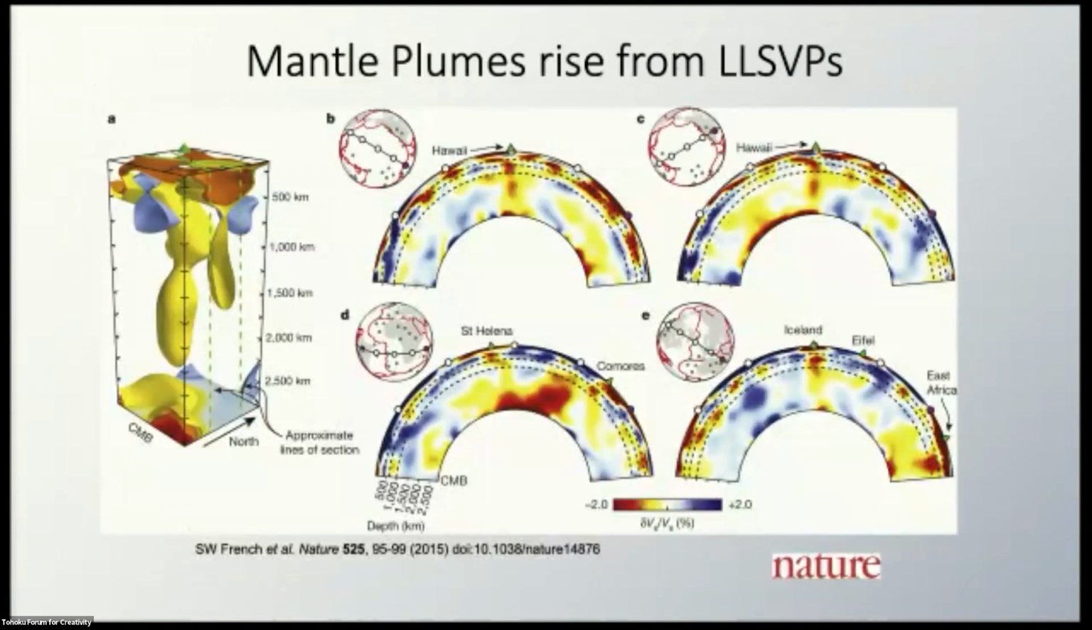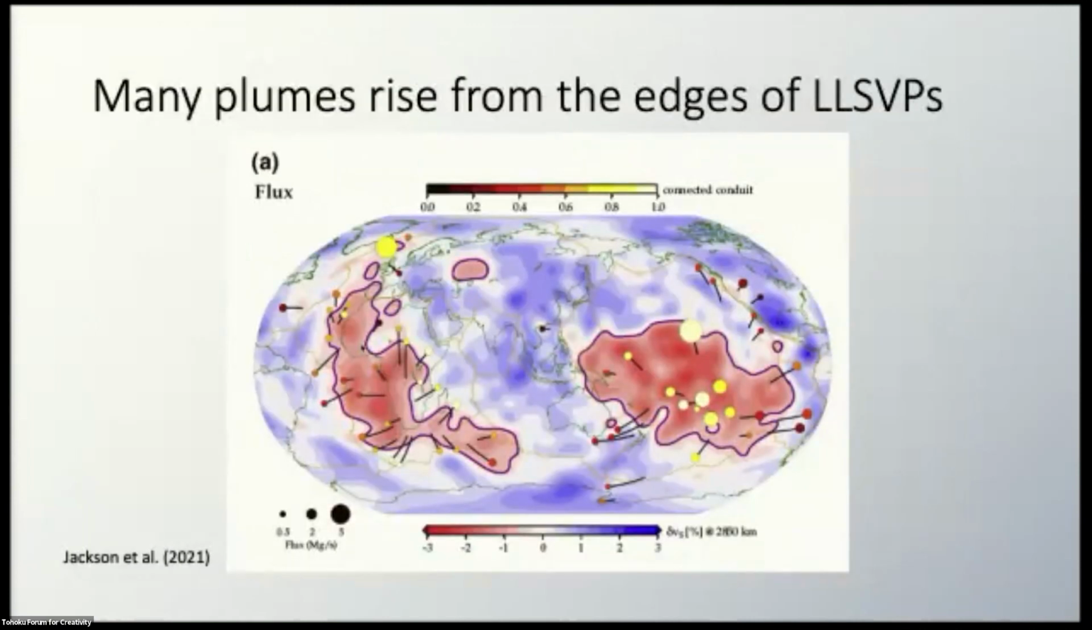And it turns out mantle plumes are connected to them. This is the work of French and others. Seismic tomography, for example, Comoros and St. Helena, Hawaii up there, we can connect mantle plumes seismically down to these LLSVPs. It turns out, as Clive Neal pointed out yesterday, most of the plumes actually come from the edges of these LLSVPs.